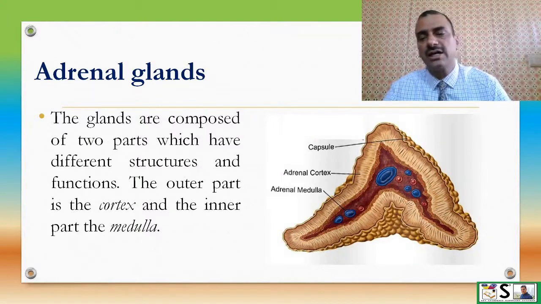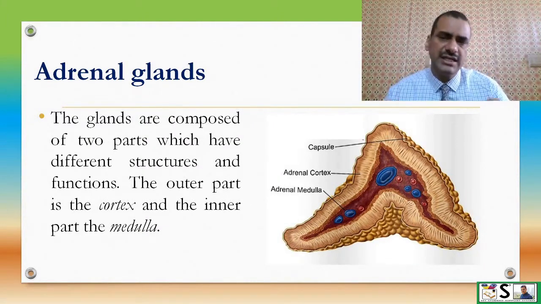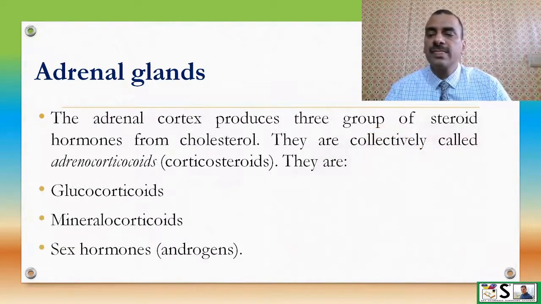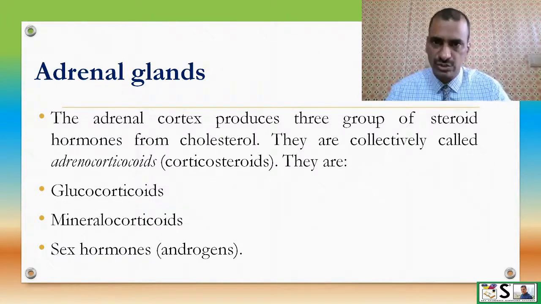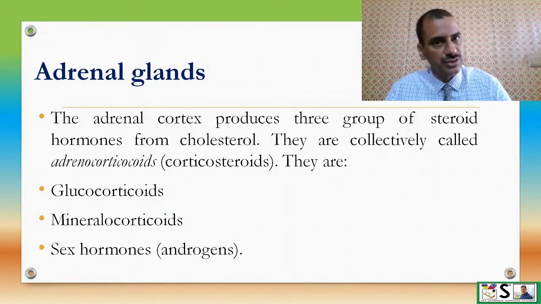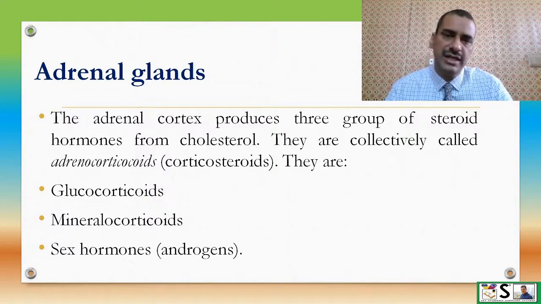The glands are composed of two clearly distinct parts. These are cortex and medulla. The adrenal cortex produces three groups of steroid hormones from cholesterol. They are collectively called adrenocorticoids or corticosteroids. These are glucocorticoids, mineralocorticoids, and androgens.